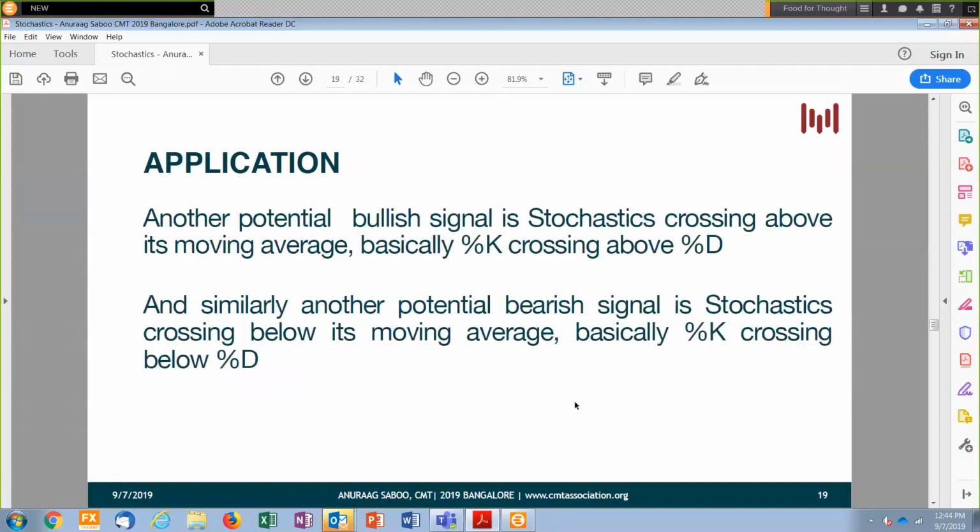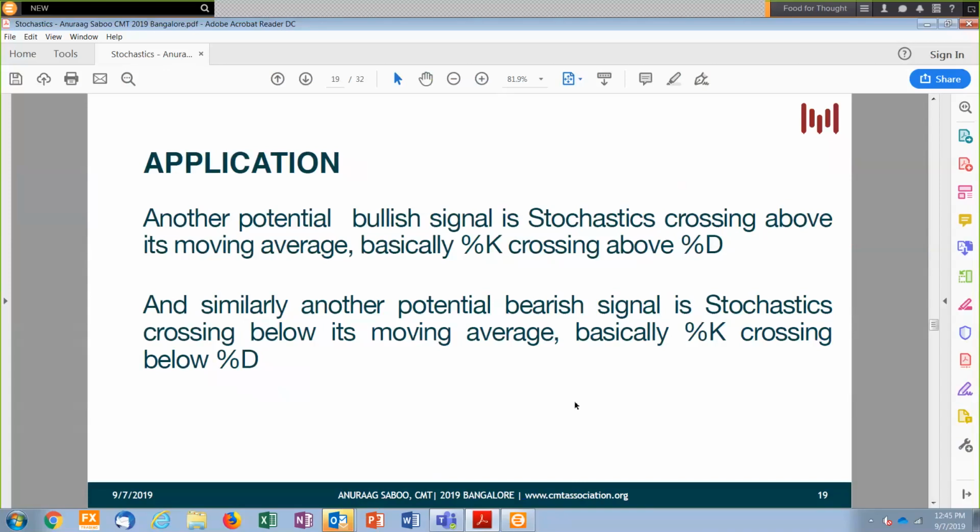Then you will come across the next signal. Another potential bullish signal which you will come across is stochastic crossing above its moving average. Basically, percentage K crossing above percentage D, because remember, percentage D is a moving average of percentage K. So when stochastic crosses above its moving average, percentage D, it marks a potentially bullish signal. Similarly, another potential bearish signal is stochastic crossing below its moving average, basically percentage K crossing below percentage D. When this happens, you are expecting momentum to be declining below what it has been moving at, and it becomes a potentially bearish signal.